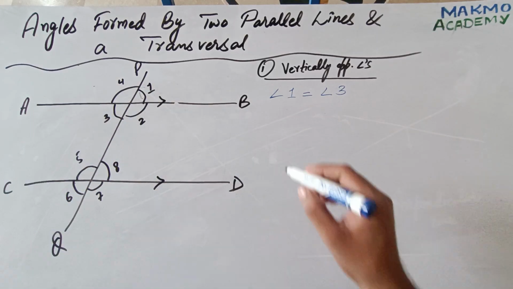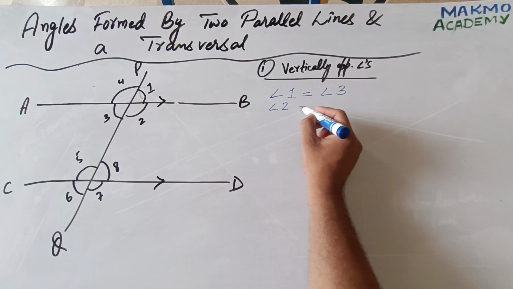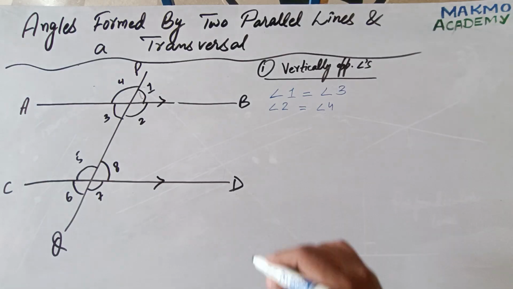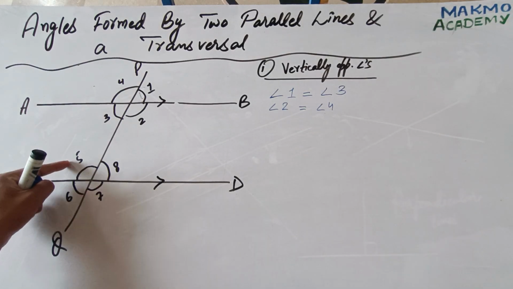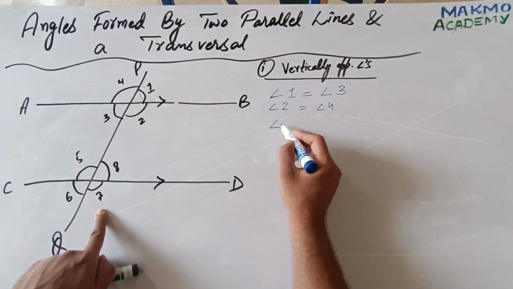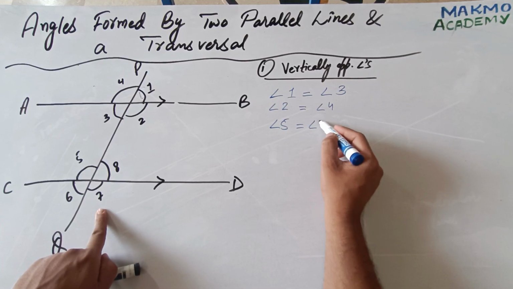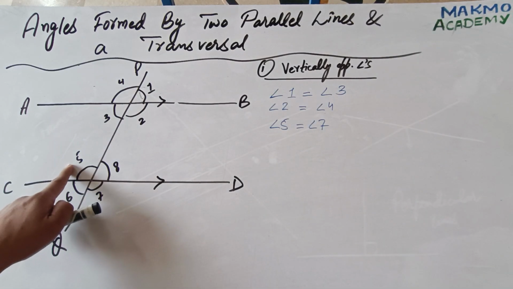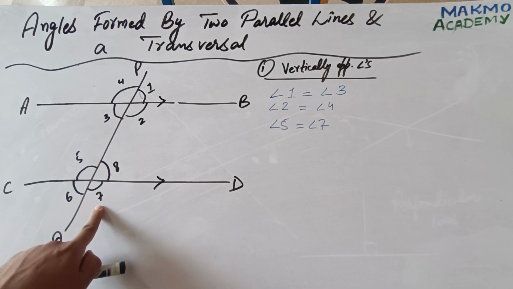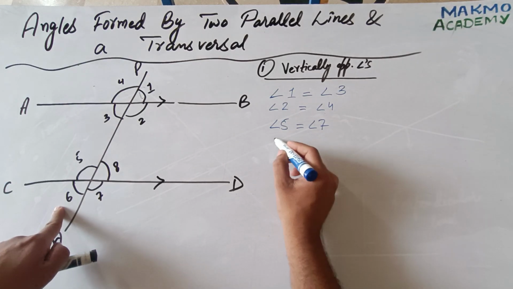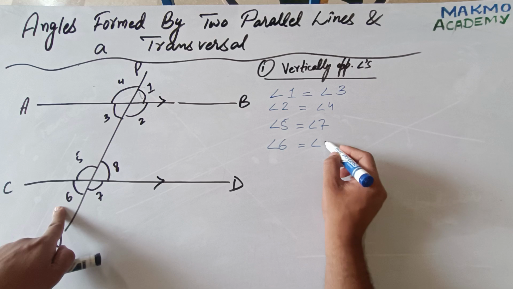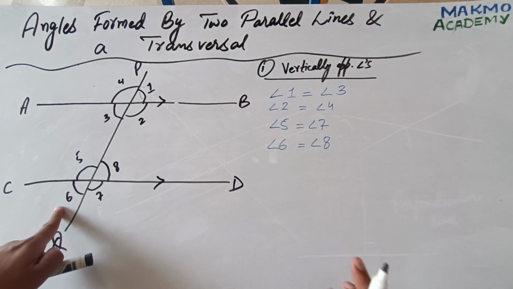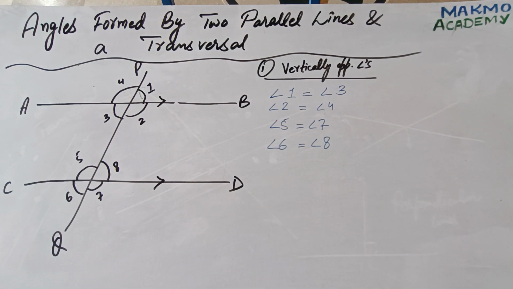Similarly, angle 2 is equal to angle 4, and the same will happen over here. Angle 5 is equal to angle 7. Whatever the size of angle 5 would be, it would be the same as angle 7, and angle 6 is equal to angle 8. So this is the first type, which is vertically opposite angles.